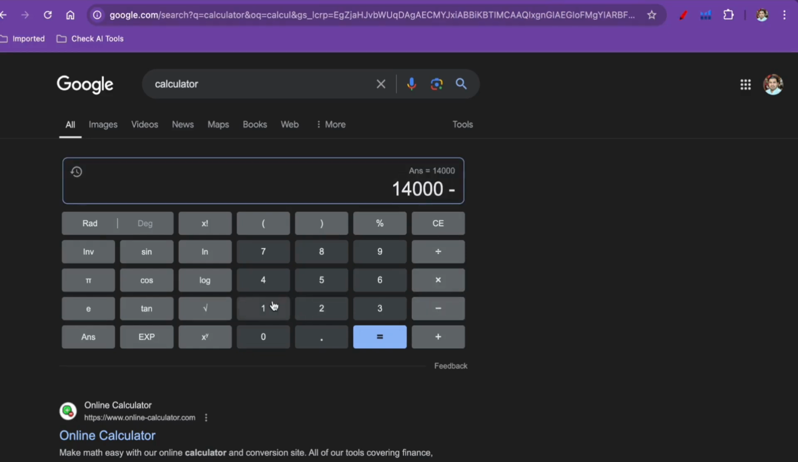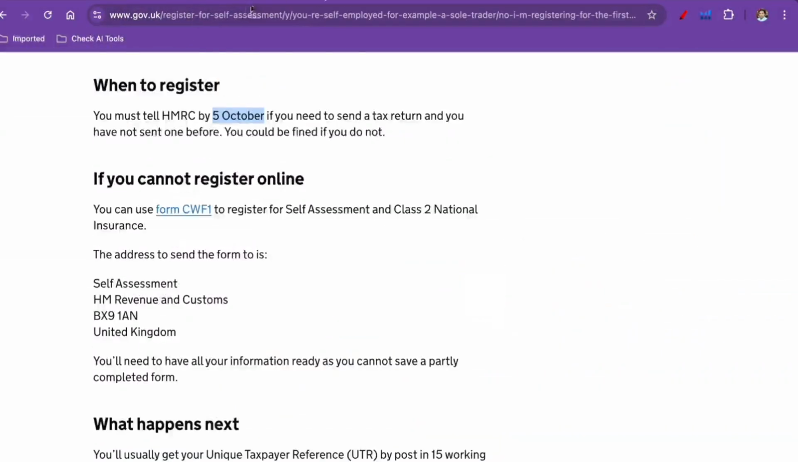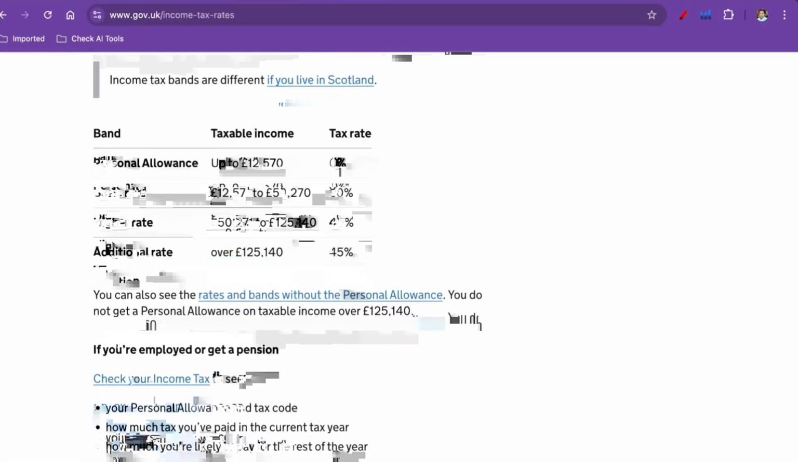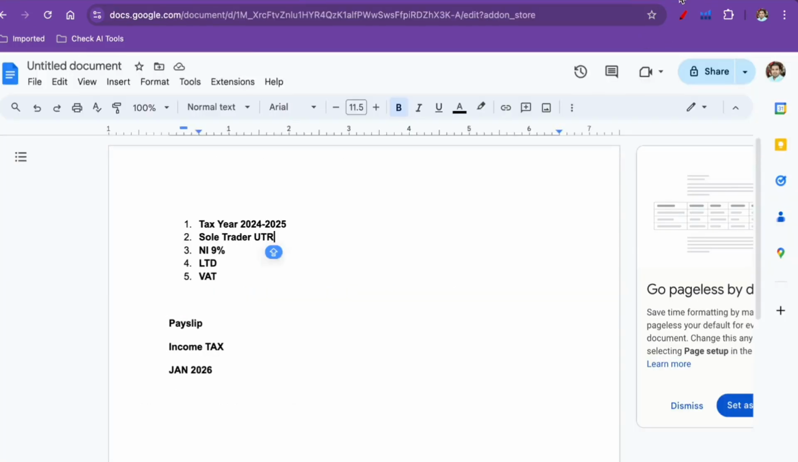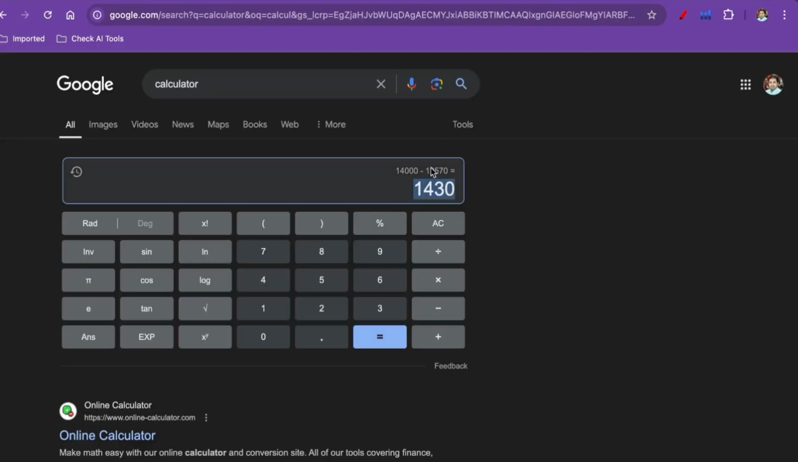Out of that £14,000, we're going to deduct 12,570, because on this one you're going to pay 0% tax. You're left with £1,430. So as we can see right here, we fall under this bracket, and we're going to have to pay 20% tax on the £1,430. On this one, you're going to pay 20% income tax and 9% national insurance. So this is how the tax is going to be calculated once you're a sole trader.